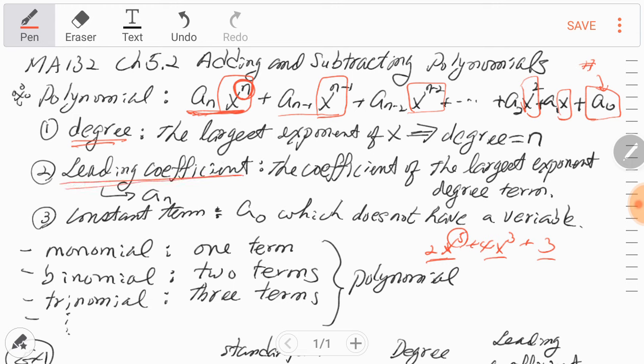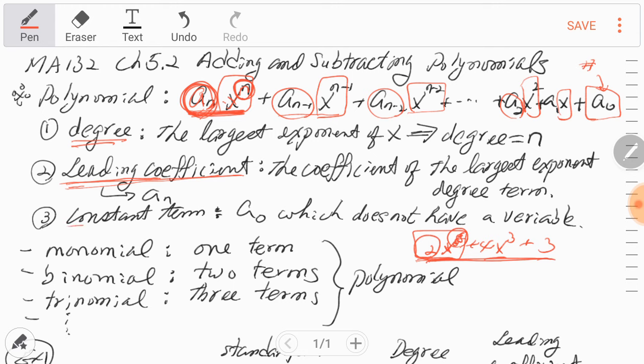And the leading coefficient. Okay, the coefficients are all the numbers that are multiplied by the variable x to the nth power. So a_n, a_n minus 1, a_n minus 2, these are the coefficients. And the leading coefficient is the coefficient of the term that has the largest exponent. So x to the n is the largest exponent, so a_n is the leading coefficient. In this example, the leading coefficient is 2, because this term has the largest exponent, 5.